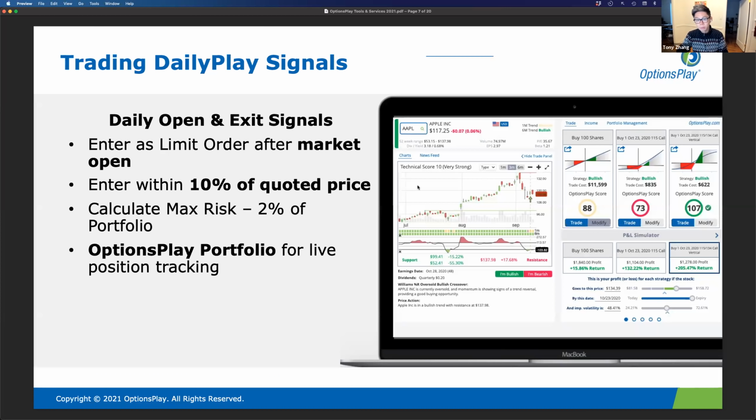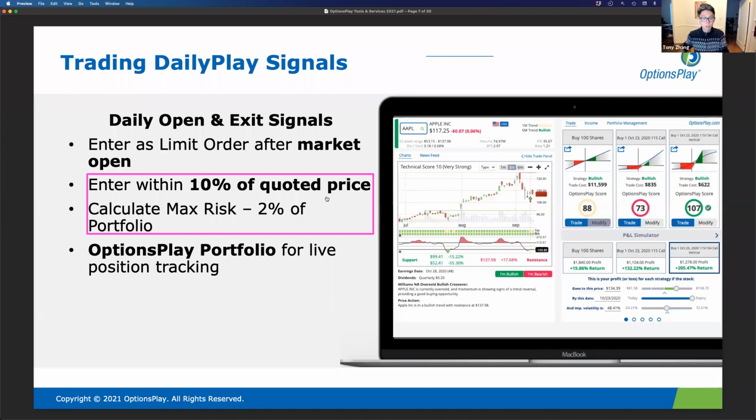Does that make sense, everyone? Please type 1 into the chat window if that makes sense to you. And the two most important rules are these two rules: entering a trade within 10% of the quoted price, and making sure that you calculate the number of contracts that is suitable based on your account value.